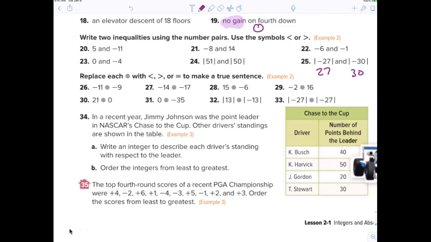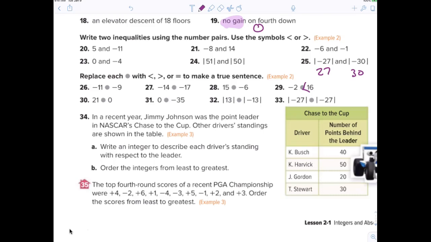Negative 2 is less than 16. Exactly. We're not reading, so 16 is greater than negative 2. All right, you always start with the left number. You always read numbers from left to right. All right, next. 21 is greater than 0.